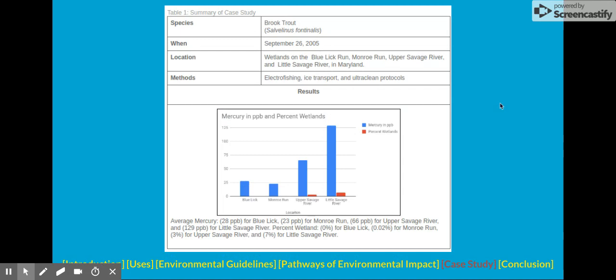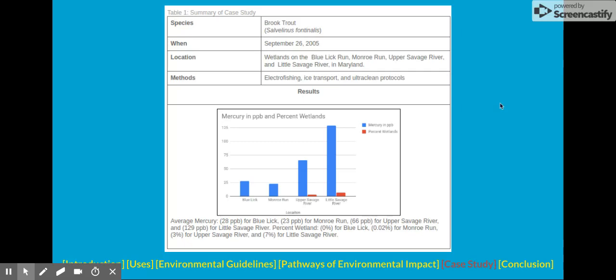Following along with Table 1, this study on brook trout, which are scientifically called Salvelinus fontinalis, started on September 26, 2005 at wetlands on the Blue Lick Run, Monroe Run, Upper Savage River, and Little Savage River, which reside in the upper left panhandle section of Maryland. Fish were collected by electrofishing, bagging, put on ice, and then transported to a lab.